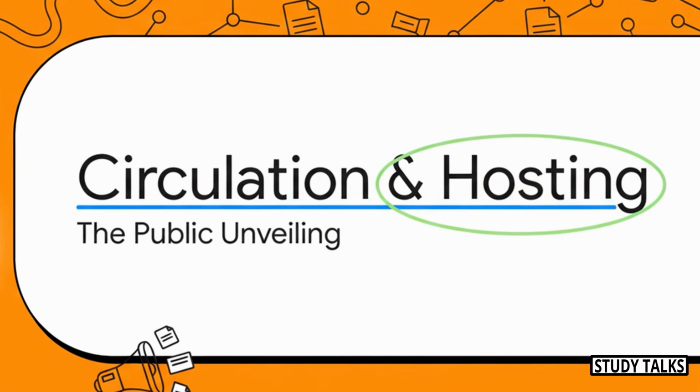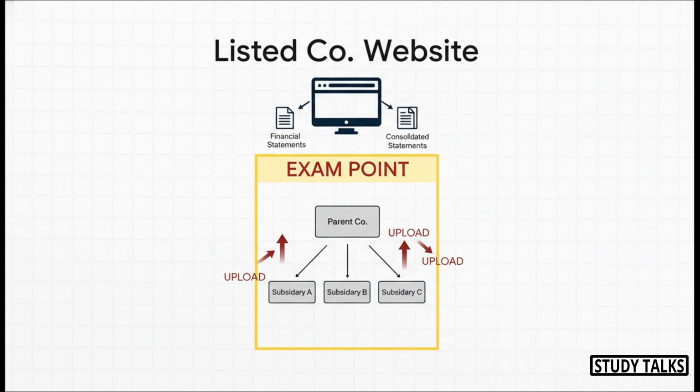Okay, we've made it to the last step in the journey. The accounts are ready, the reports are written, the auditors have signed off. Now what? Well, now it's time to get this information out there, to the shareholders and to the public. So for listed companies, transparency is key, and that means using the internet. The law is clear. They have to put their financial statements up on their website. That includes their own statements and the consolidated ones for the whole group.